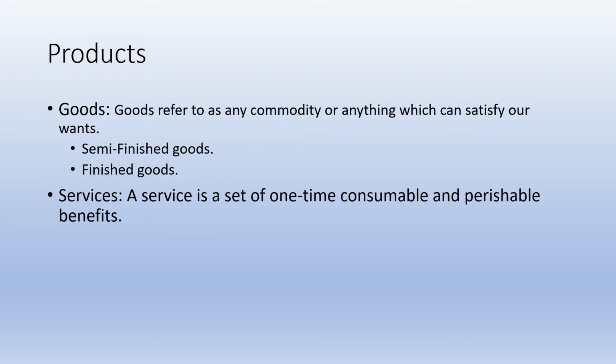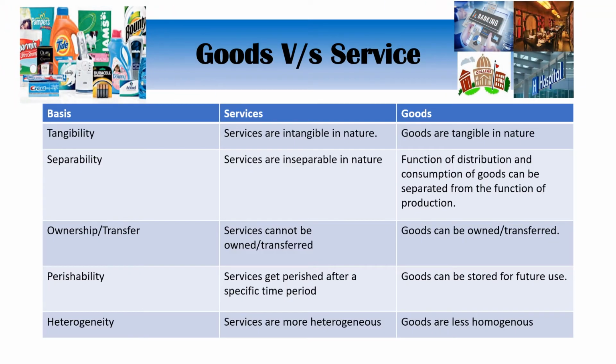Let's go to the next slide and see the differences between services and goods. We have differentiated services and goods based on six criteria. Firstly, tangibility. Services are intangible in nature, goods are tangible. You can have the physical sense of the physical appearance of any goods, you can feel the presence of that good physically. But services cannot be felt, as they are intangible in nature.